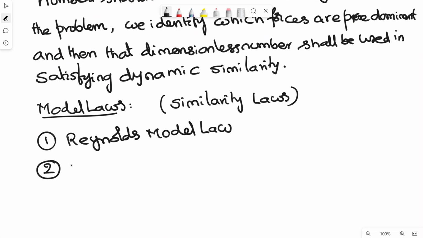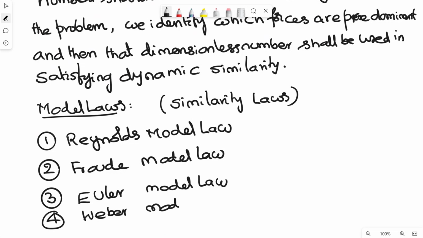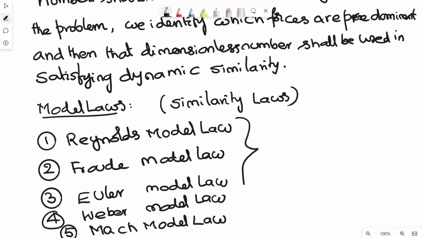The second one is Froude model law. Third one is then Euler's model law. Then fourth one is Weber model law. Last one is Mach model law. So different model laws based on these numbers are defined.